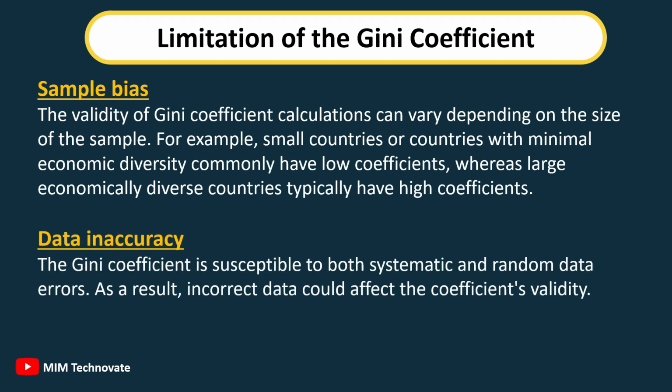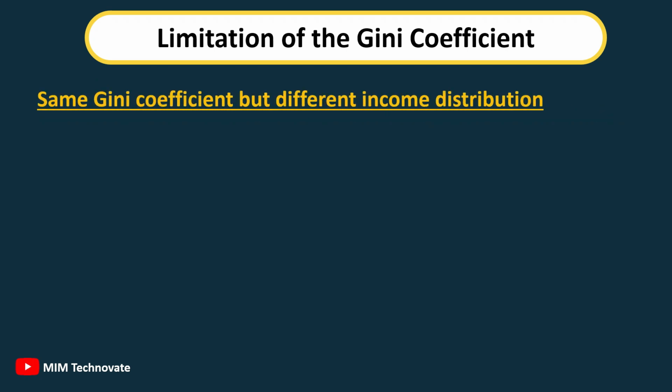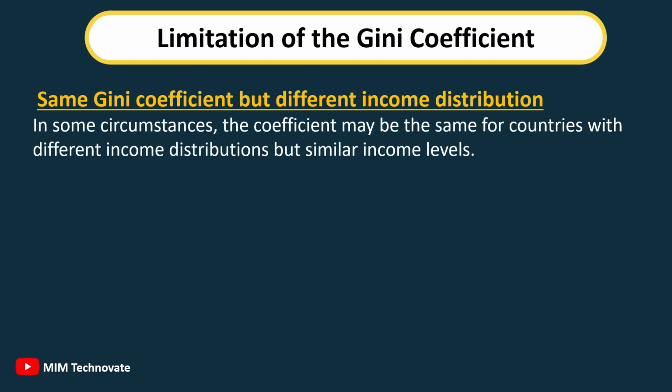The Gini coefficient is susceptible to both systematic and random data errors. As a result, incorrect data could affect the coefficient's validity. Same Gini coefficient, but different income distribution. In some circumstances, the coefficient may be the same for countries with different income distributions, but similar income levels.